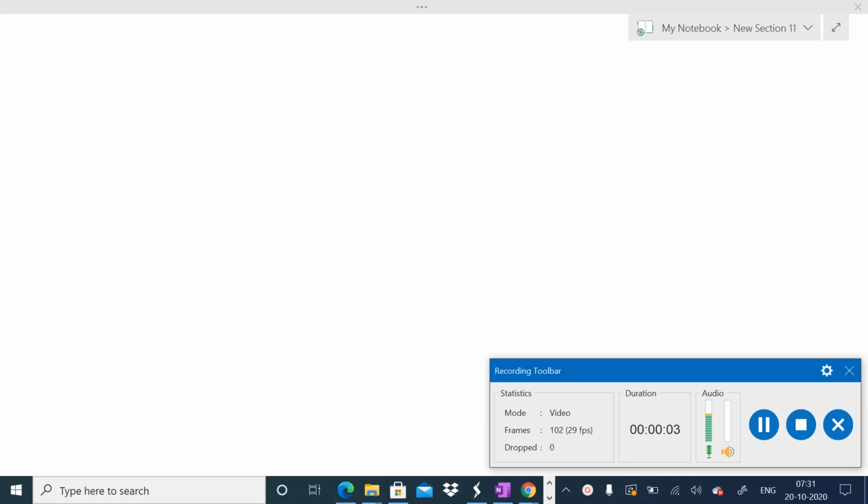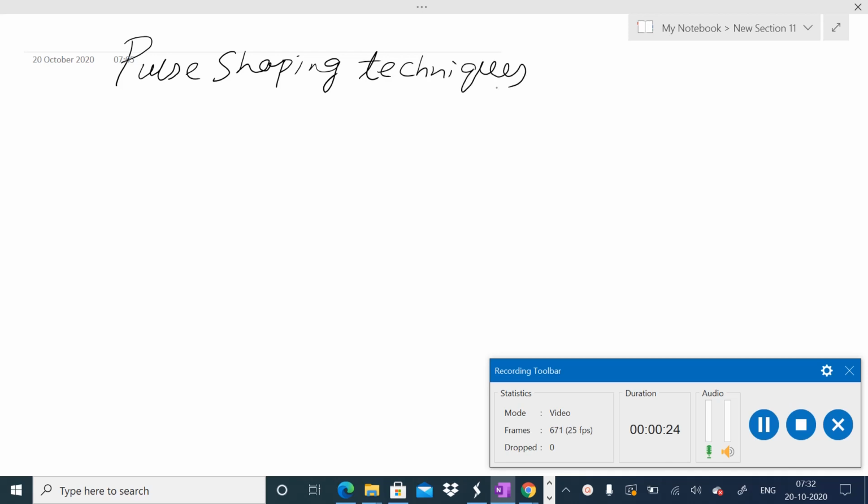So in this lecture we will try to study pulse shaping, why we need pulse shaping, and what it is. To motivate pulse shaping techniques, we will first observe what is the effect of the channel on the incoming pulses.